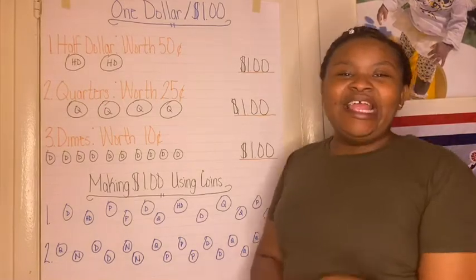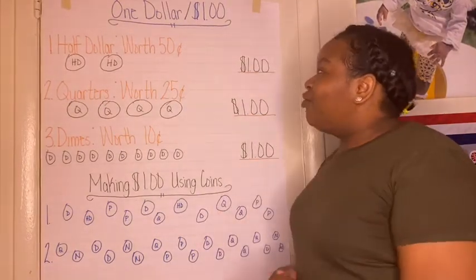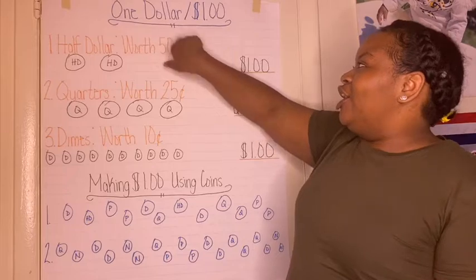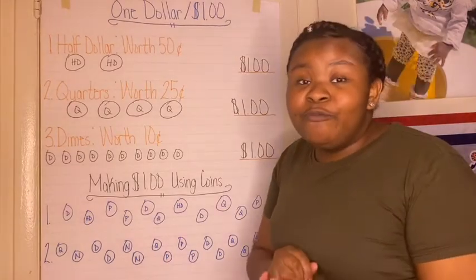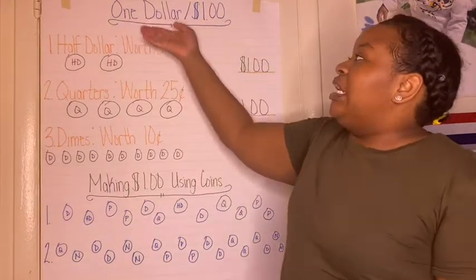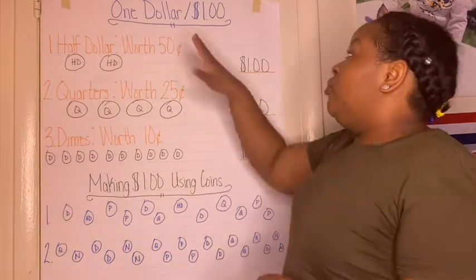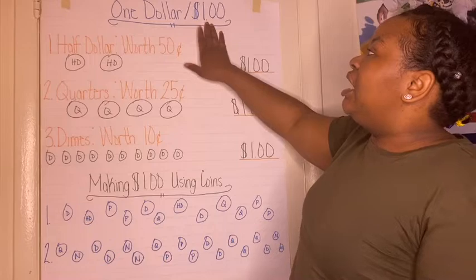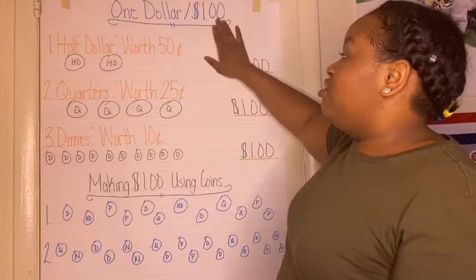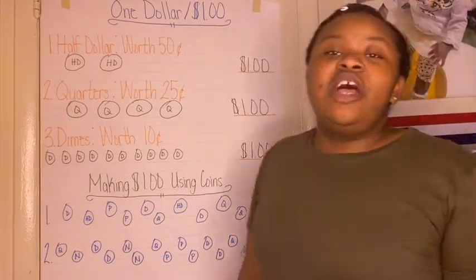Hello guys. So today for math, we're going to talk about $1. You might see $1 in word form, which is the word one and dollar, or you might just see $1 in dollar form, which is the dollar sign, one, a dot or a decimal, and then 2 zeros. So today we're going to talk about $1.